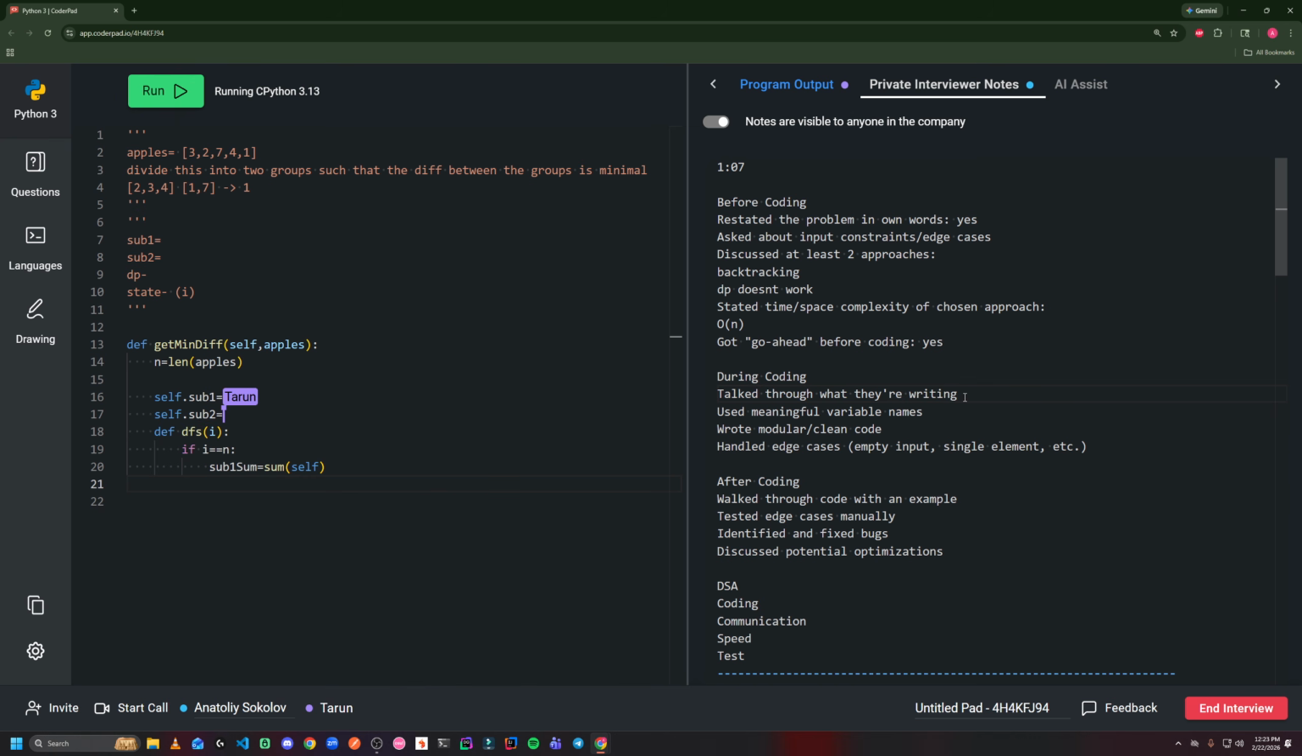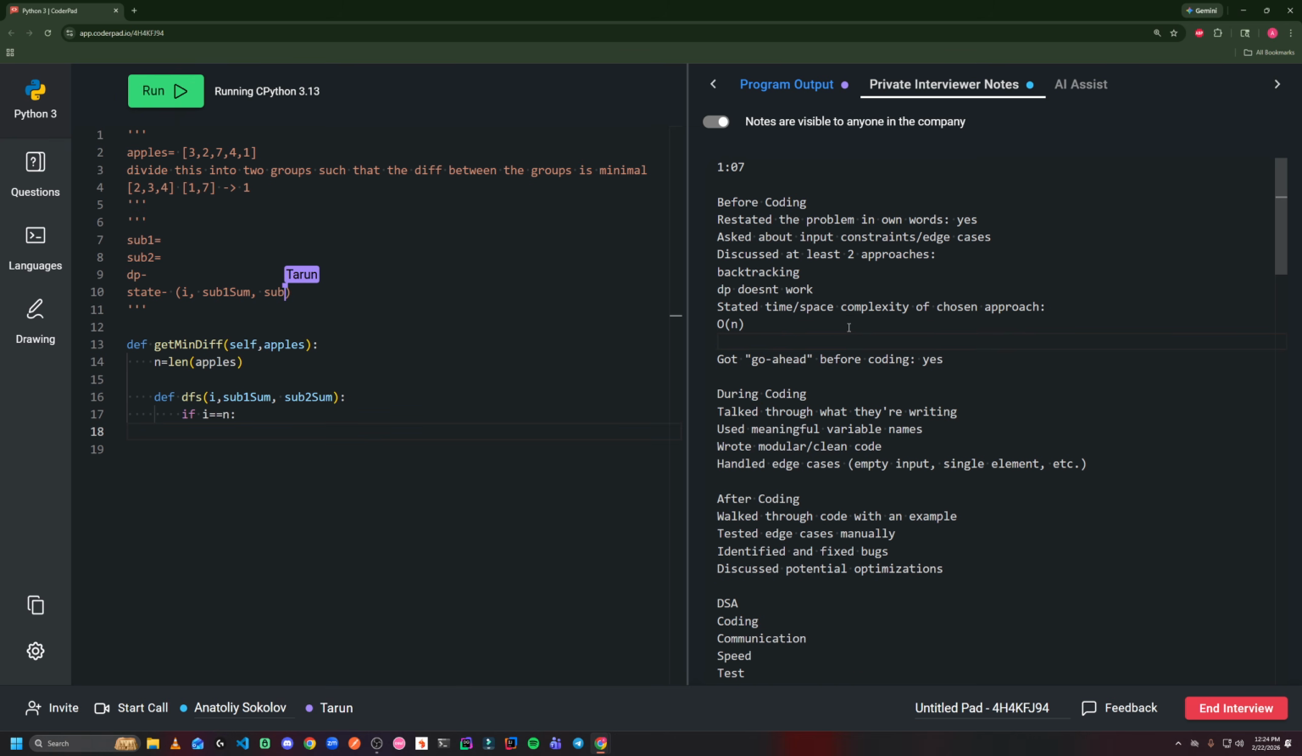I think I don't need the arrays. I need only the sum of the subarrays, because at the end we're just getting the difference. So I just need two variables, subarray 1 sum and subarray 2 sum. Yeah, I think this is the state. In the state, I need both subarray 1 sum as well as subarray 2 sum.